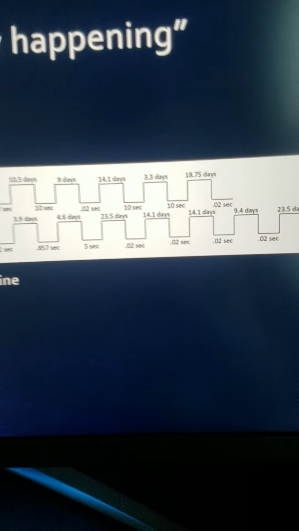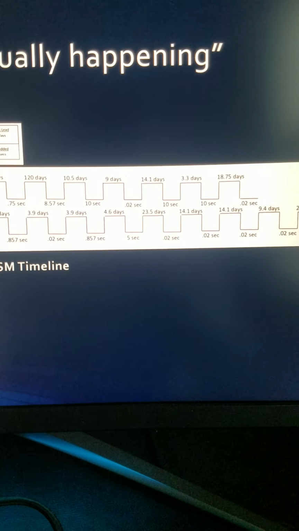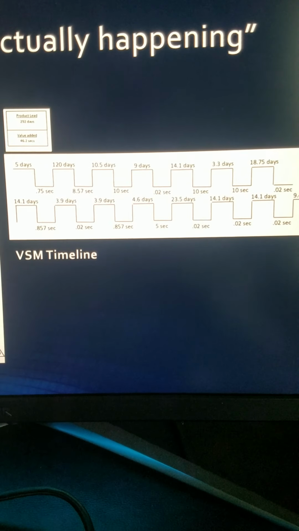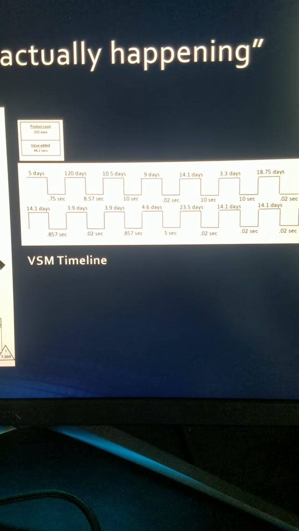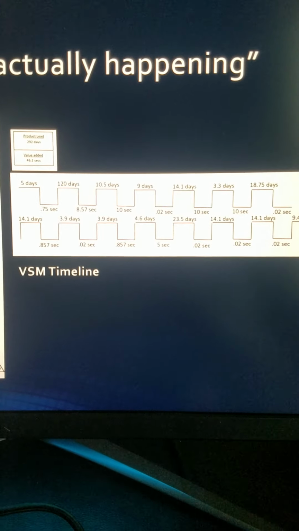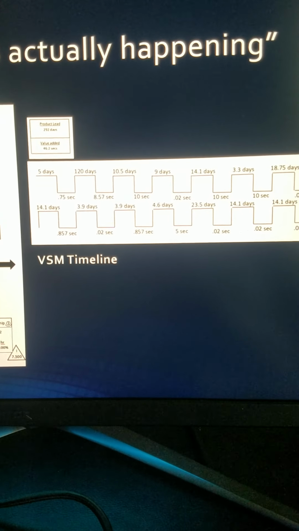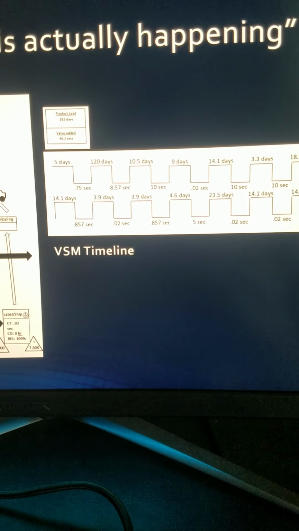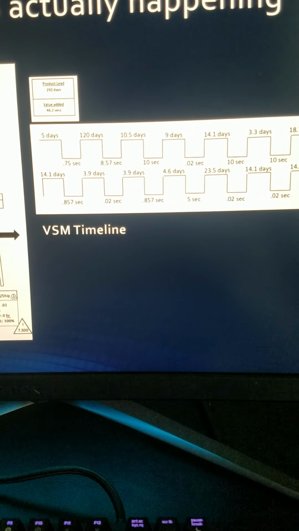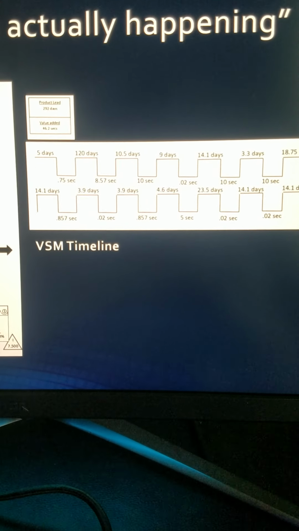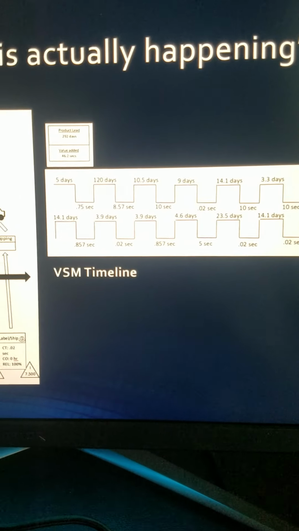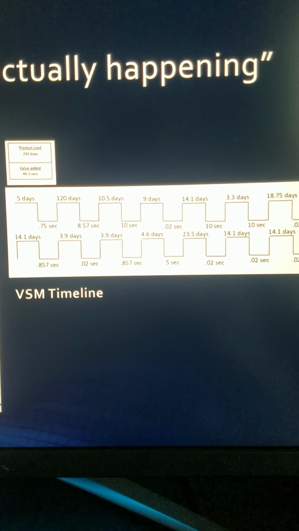And as you can see here, here's a timeline. For example, the first one, 5 days, and then you get 0.75 a second. The top would be your lead time, or how much your inventory is in the system or in the process. And then you have your value added time at the bottom, which is how much is actually being useful work.